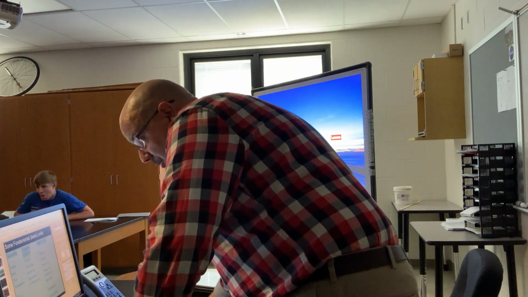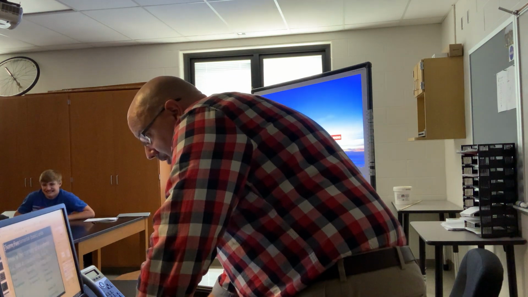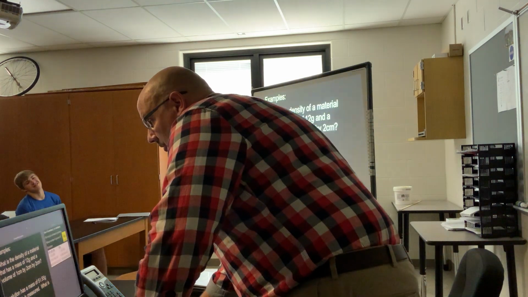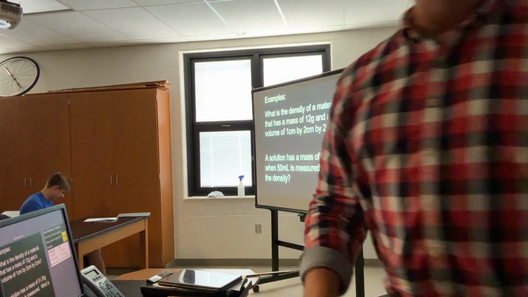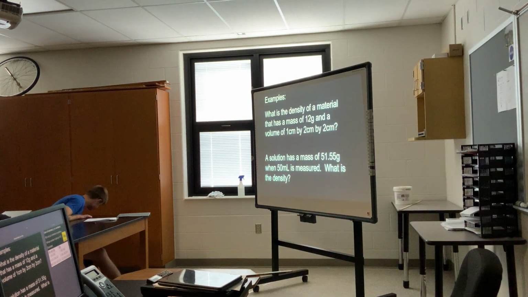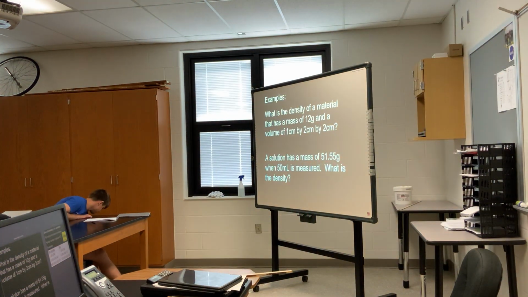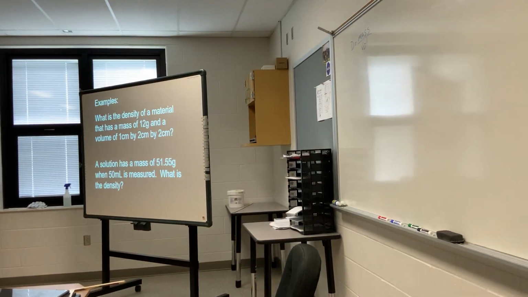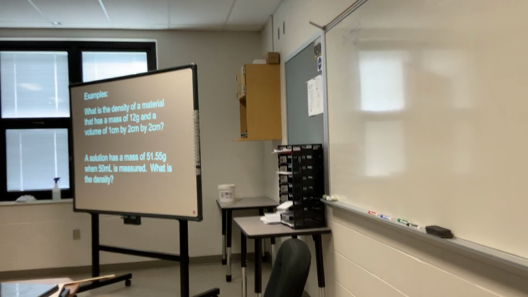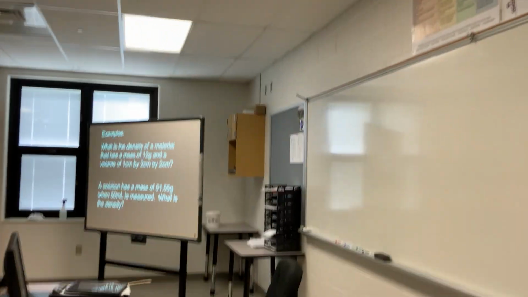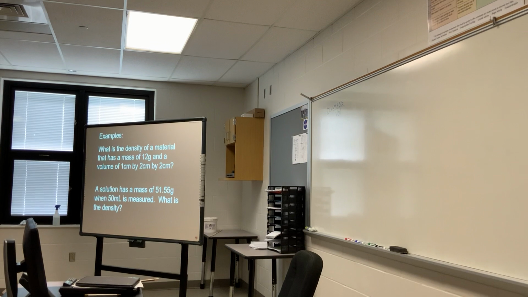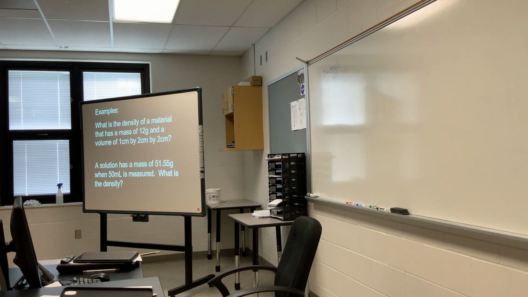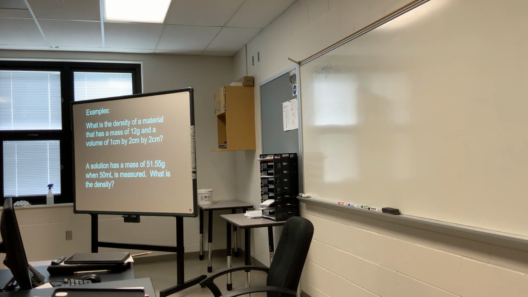All right, so let's do some calculations here. And you'll need your calculators. So the first one we're going to be looking at is the top one. What's the density of a material that has a mass of 12 grams and a volume of 1 centimeter by 2 centimeters by 2 centimeters?